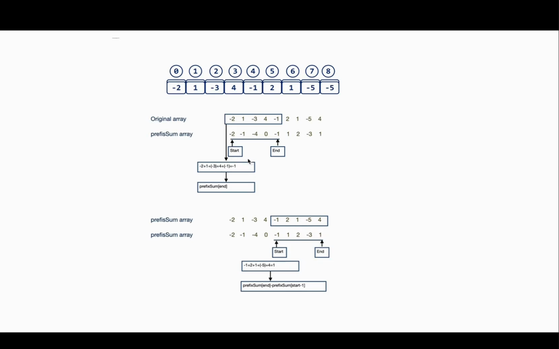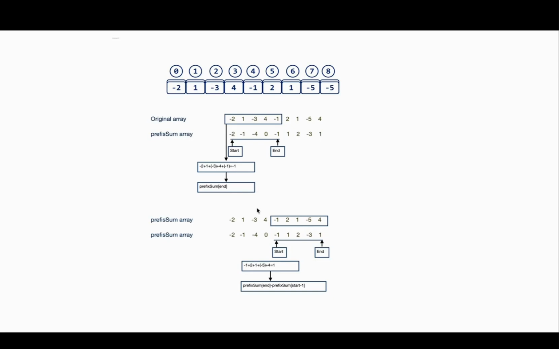We can take the sum value as prefix sum of index 4, because we have already calculated the sum from all previous elements on the left side and we have already stored it here. So we can simply take the prefix sum of the end index value. Let's take another example.